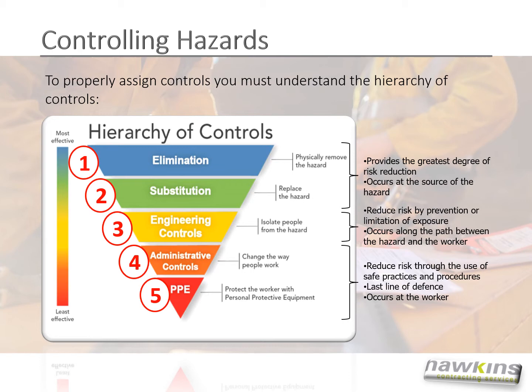Administrative controls change the way people perform the work assigned to them. An example would be a written safe work practice. And PPE simply applies personal protection to the worker, such as eye and hearing protection. Administrative controls and PPE reduce the risks through the use of safe work practices and safe job procedures, complemented by mandatory PPE. These two controls occur at the worker and are therefore a last line of defense.